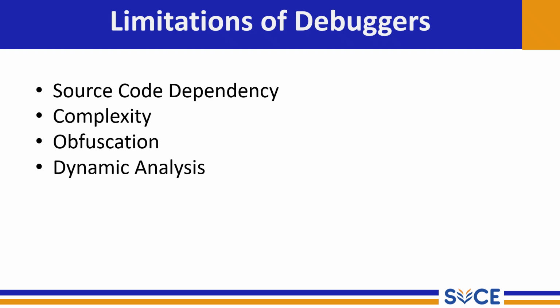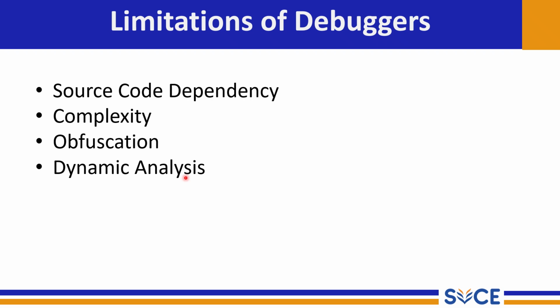And next one, let's see about the limitations of the debugger. Okay. So first one, source code dependency. Second one, complexity. Third one, obfuscation, and fourth one, dynamic analysis. So source code dependency. Debuggers typically work best when source code is available, as this allows the users to step through the code at a higher level of abstraction.